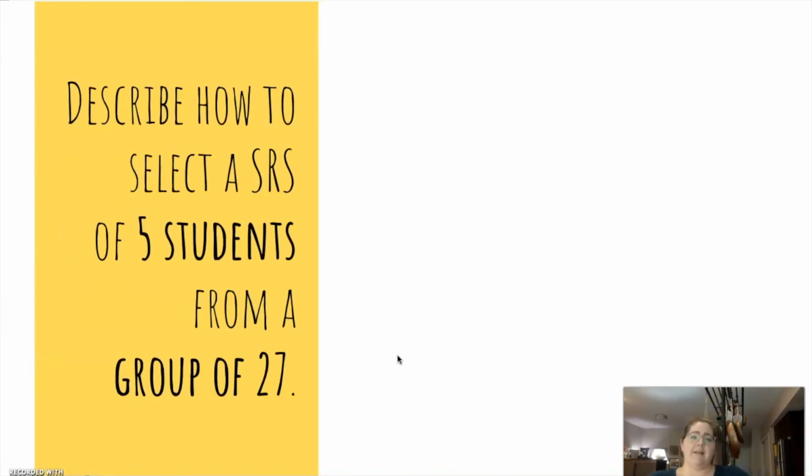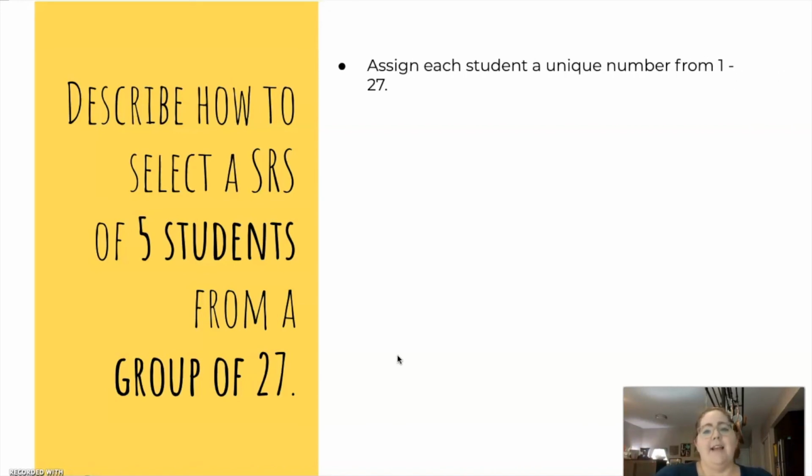So, for example, if you were asked to describe how to select a simple random sample of 5 students from a group of 27. The first thing you're going to describe, and again, this is you writing out steps in full detail, is you would say to assign each student a unique number. We do want to say the word unique, because we want to make sure it's very clear that every student is getting a different number. Now I'm using 1 to 27. You could technically tell them to use whatever numbers you wanted, but obviously 1 to 27 makes sense. But you do need to be descriptive or specific and say what numbers to assign.